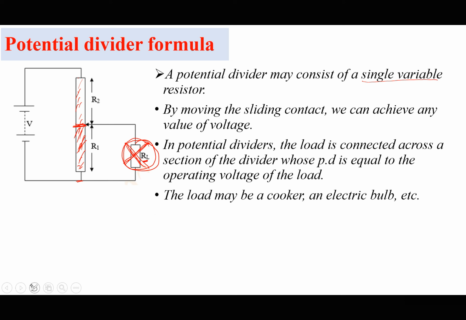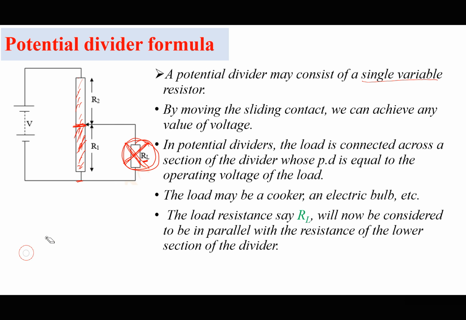So if we consider a load of resistance, say RL, connected with a certain section of our variable resistor, this portion of the resistor at the bottom here is in parallel with this load. They are in parallel, so it means the PD across this portion here is the same as the PD across this load here. Remember I said the load can be anything. It can be a cooker, it can be a bulb, it can be anything. So the load resistance, say RL, will now be considered to be in parallel with the resistance of the lower section of the divider.